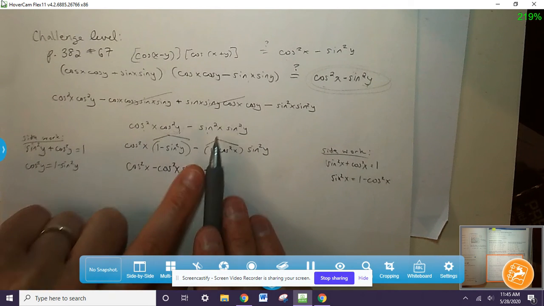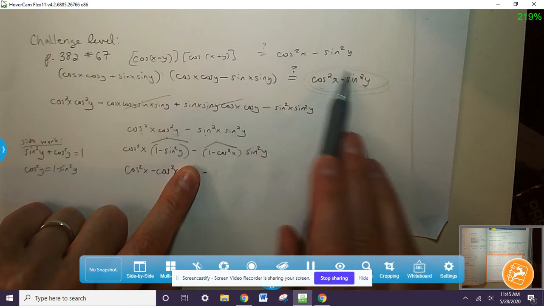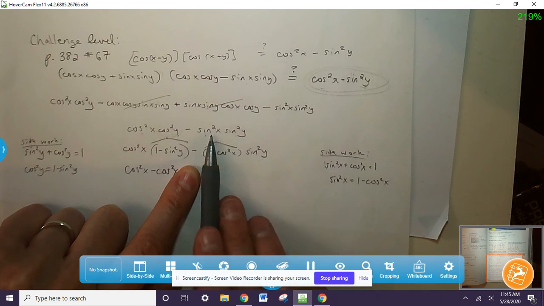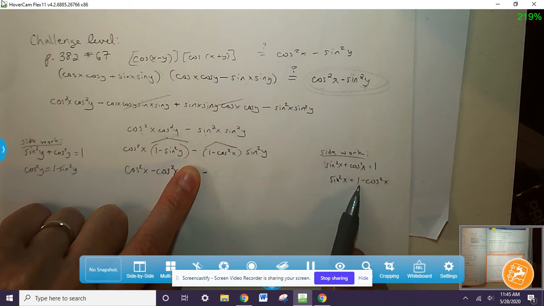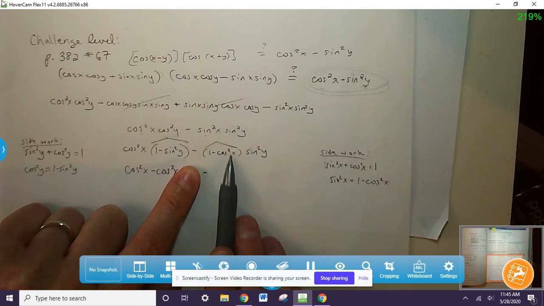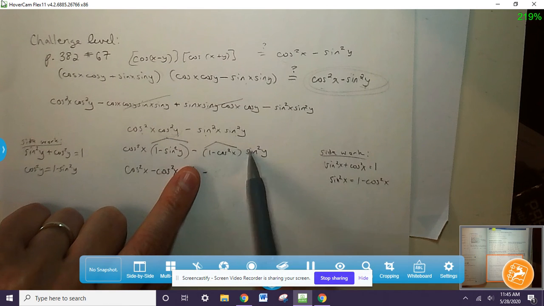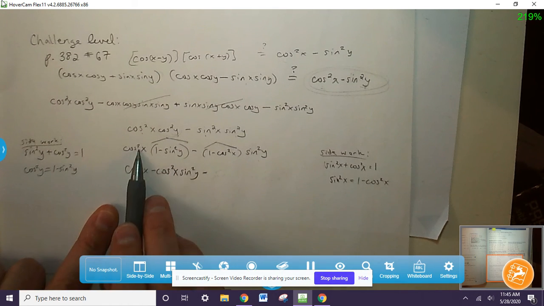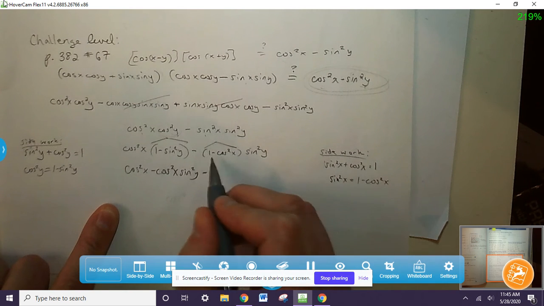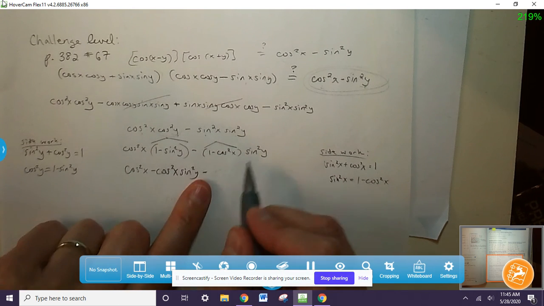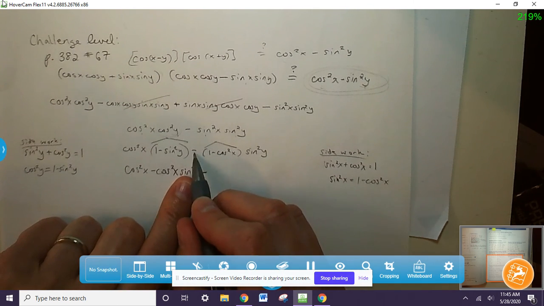And then the sine squared x we didn't want, right? Because it wasn't in the answer. So we can replace that using a Pythagorean identity with 1 minus cosine squared x. And I'm happy to see the cosine squared x because that's in the answer. So I know we're not finished yet, but at least we have the kind of terms we want to see. So distribute the cosine here. Distribute the sine here. And be careful with this part. So it's minus 1 times sine squared y.